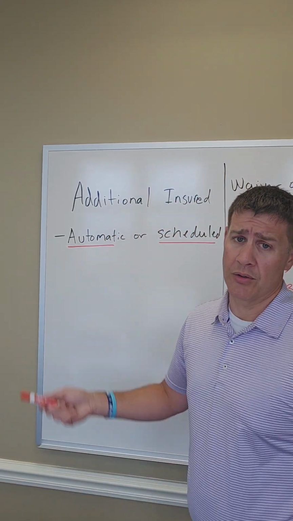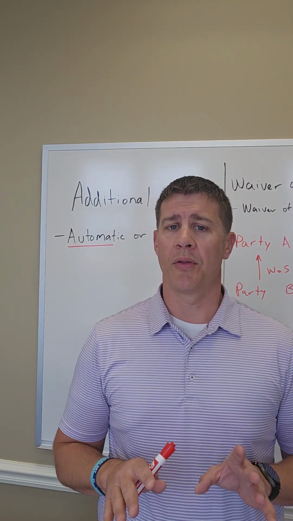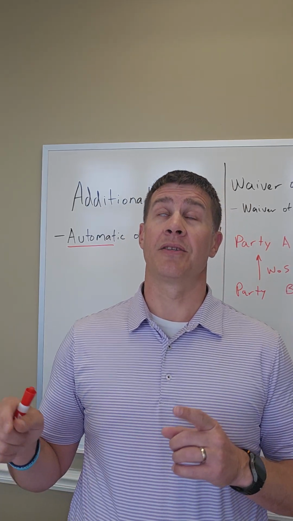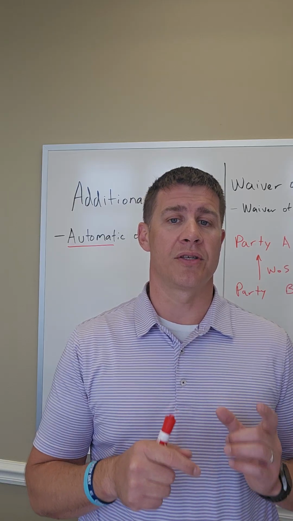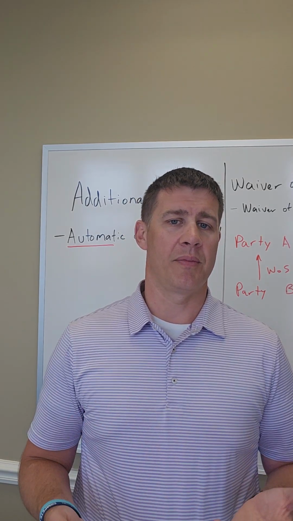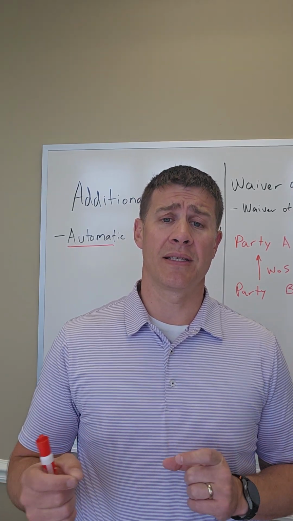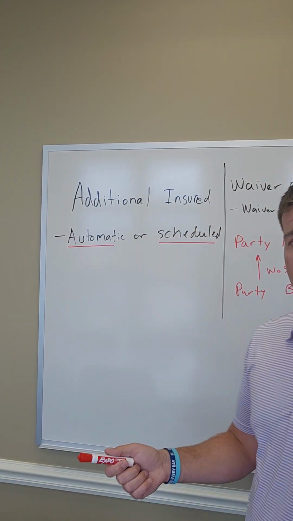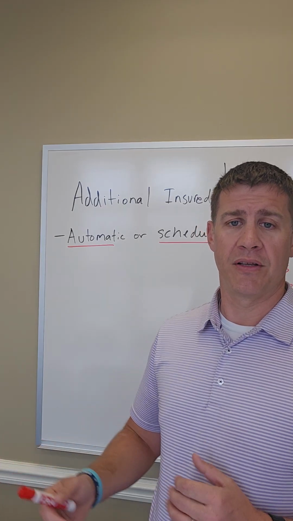There's really two ways to do it. You can do it via an automatic additional insured endorsement, which the important thing to remember is that an automatic additional insured endorsement requires a written contract requesting additional insured status. If you don't have that agreement in place, it can be a problem. Most people think it's automatic no matter what. It's not. There needs to be written consensus between the two parties for it to work. Remember that.